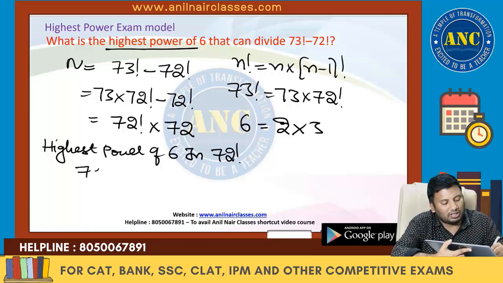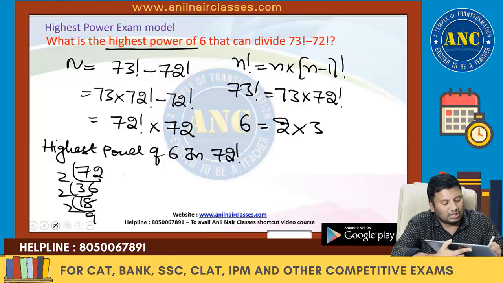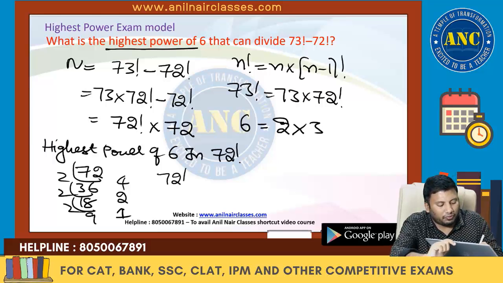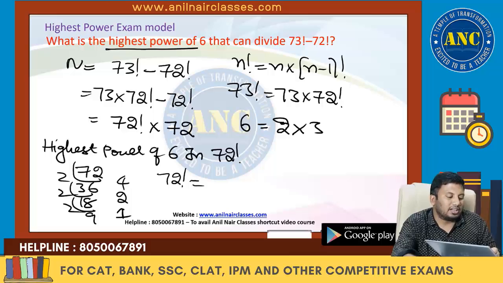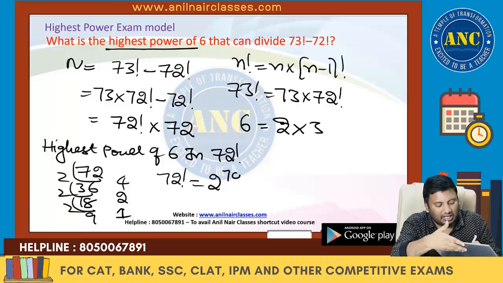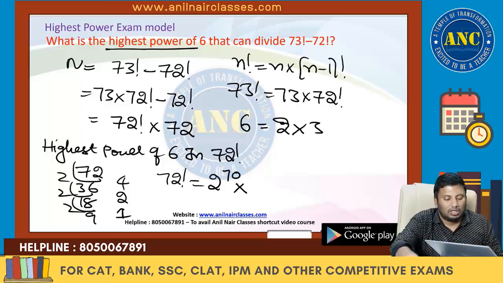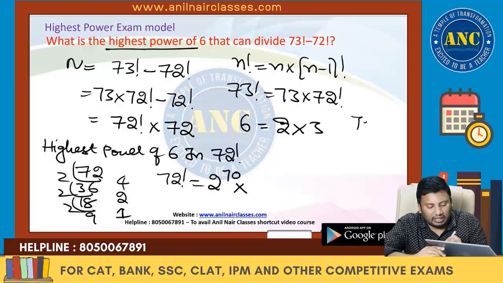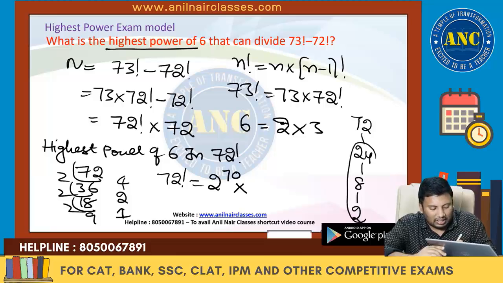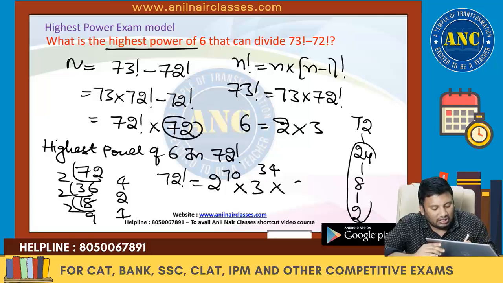How many powers of 2 will come? 2 36s are, 2 18s are, 2 9s are, 2 4s are, 2 2s are, 2 1s are. So 72 factorial is 2 power 70 into 3 power something. For 3, how much will we get? 3 24s are, 3 8s are, 3 2s are: 34. 3 power 34 into 72, which is 6 square into 2.